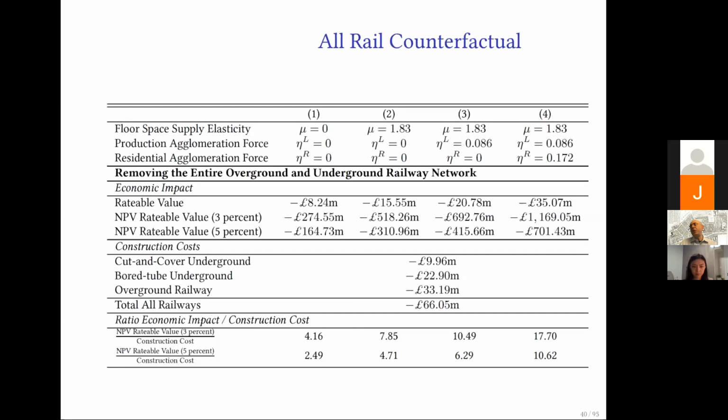But nonetheless, it's interesting to compare the changes in the implied value of land and buildings to the estimated construction costs. And as you can see, we actually find ratios substantially above 1, which rationalizes the construction of London's 19th century railway network.